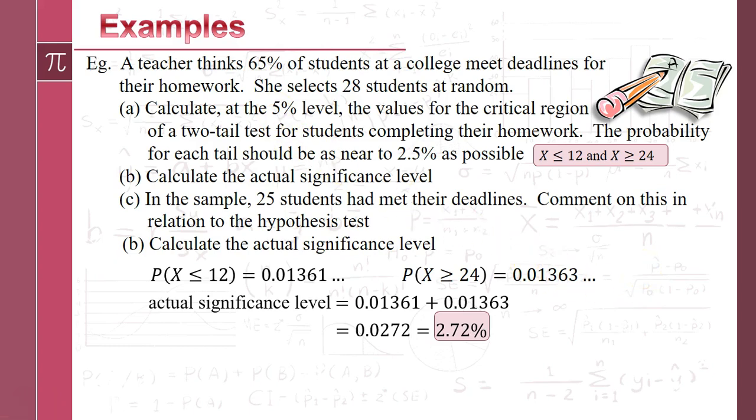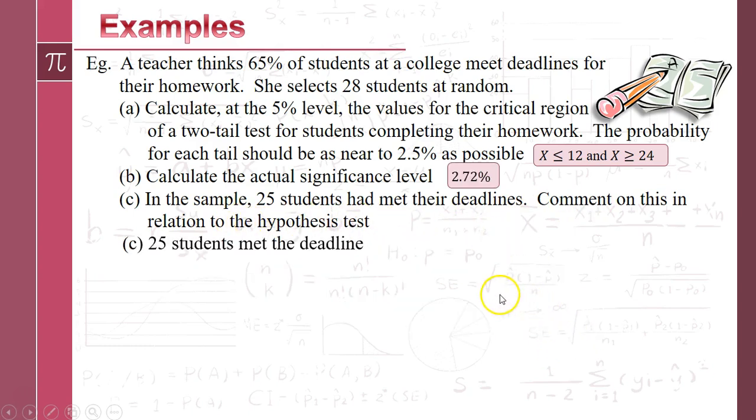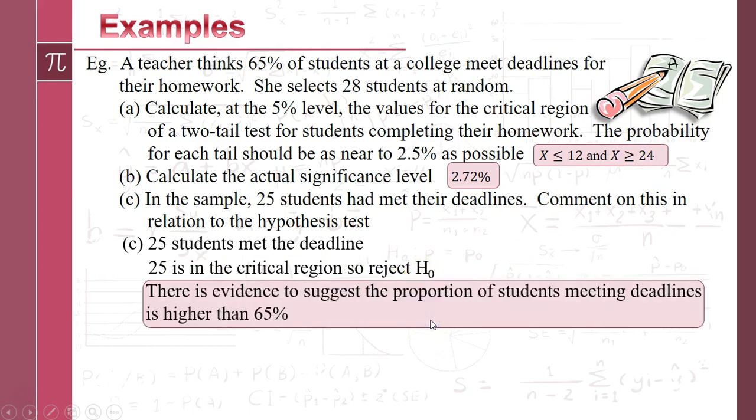Right, and then finally on to part C. She took a sample, and 25 students met the deadline. Let's comment on this in relation to the hypothesis test. 25 is in the critical region because it's bigger than 24. So it's in the critical region, which means we reject H0 and accept H1. So there is evidence that the proportion of students meeting the deadline is higher than 65%. And there we go, hypothesis testing done.